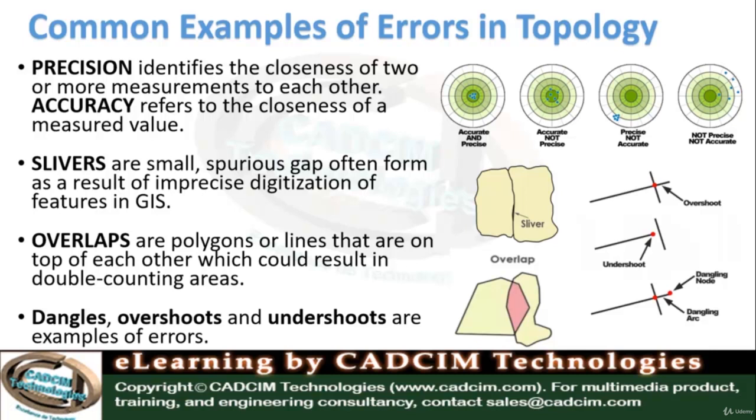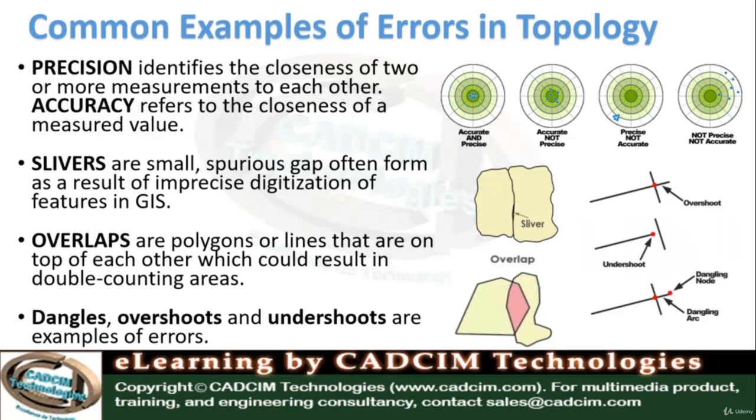Second example, that is slivers. Slivers are small, imprecise gaps often formed while we are digitizing features in GIS. So here you can see these are the two polygons which are created. In between there is a sliver. This is basically a small gap between the two polygons.